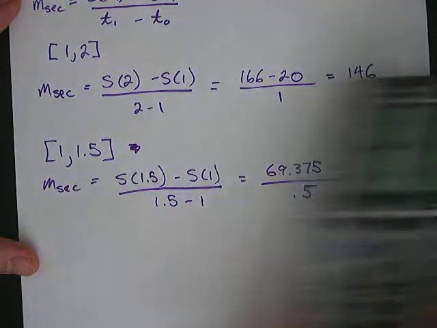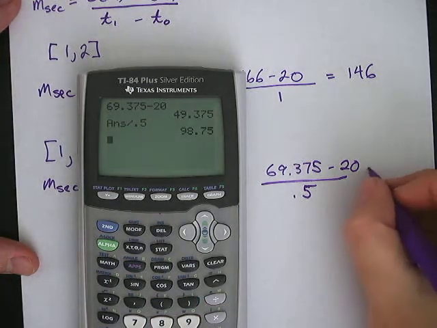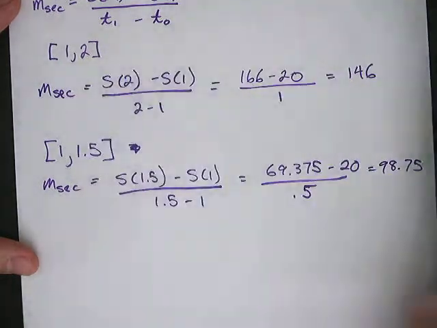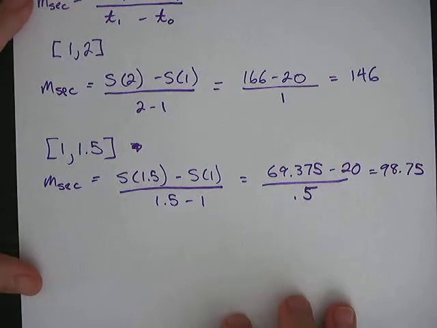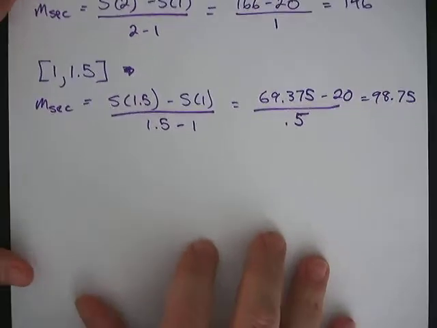Okay, so let's type that in the calculator real quick. So 69.375 minus 20 divided by 0.5 would be 98.75. So as we move those 2 points closer together and find the slope, we get the slope's actually not as steep as we're getting closer to being right at 1. Let's move much closer to 1 now.